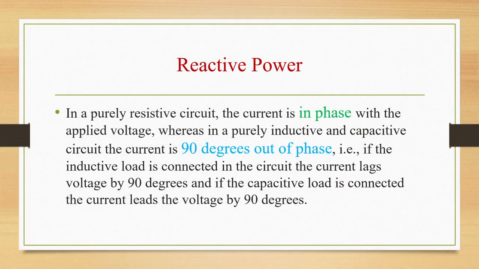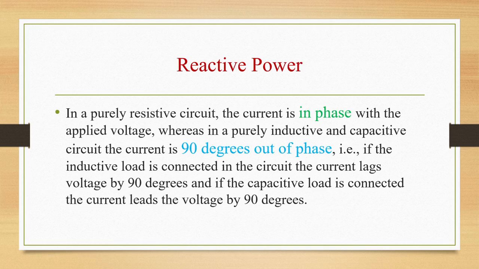In a purely resistive circuit, current will be in phase with the applied voltage, whereas in purely inductive and purely capacitive circuits, current is 90 degrees out of phase. That is, if it is an inductive load, current will lag the voltage by 90 degrees, and for a capacitive load, current will lead the voltage by an angle of 90 degrees. For a pure resistor, voltage and current are in phase with each other. For a pure inductor, current will lag voltage by an angle of 90 degrees.